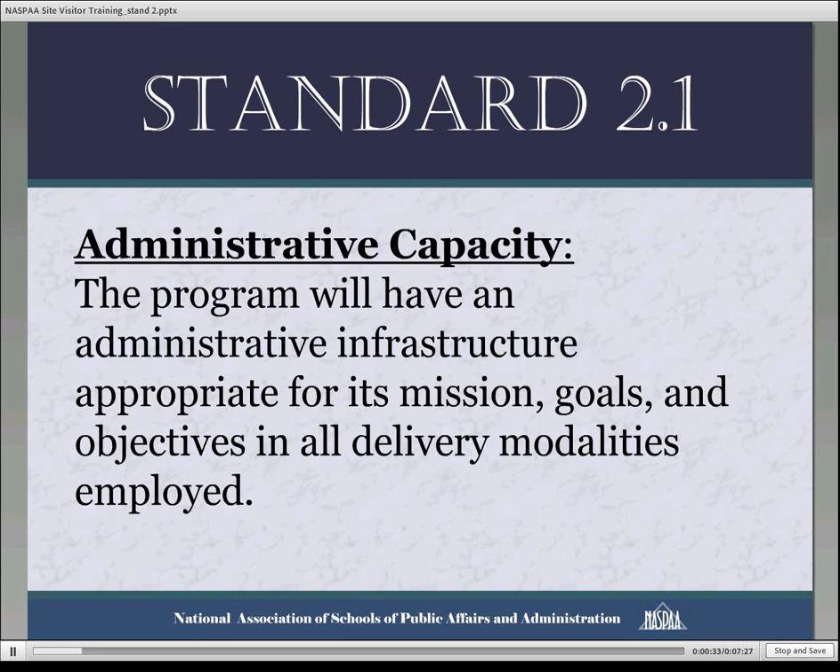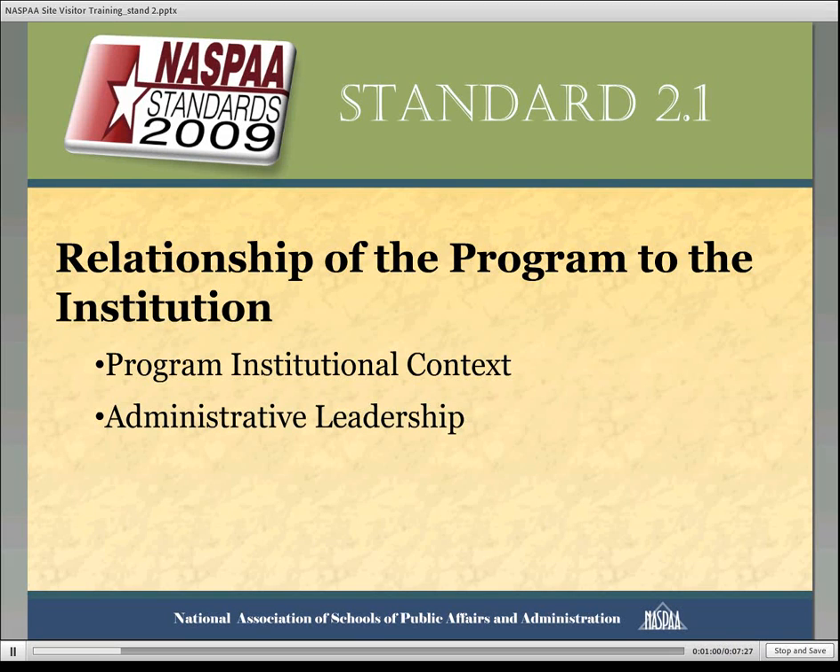2.1 of the standard is administrative capacity, which refers to whether or not the program has the administrative infrastructure appropriate for its mission and goals and objectives in all the delivery modalities that are employed. What we've learned about programs that they've developed over the years is that they have a number of modalities that they're interested in utilizing to have students access the program and vice versa. And under this standard with regard to modalities and so forth, has to do with the relationship of the program to, first of all, the institution.